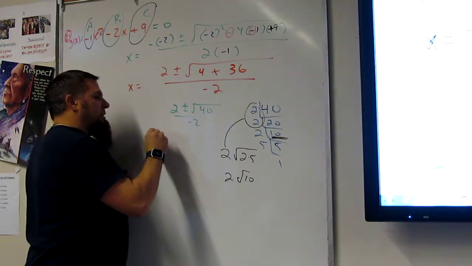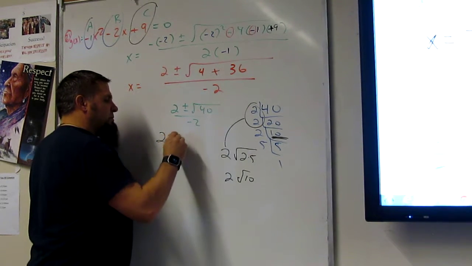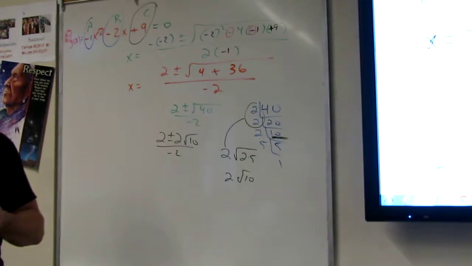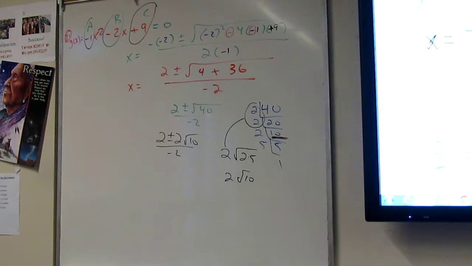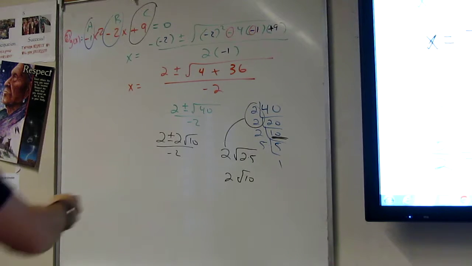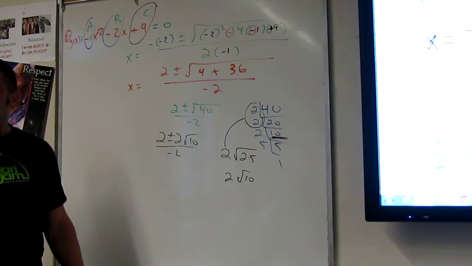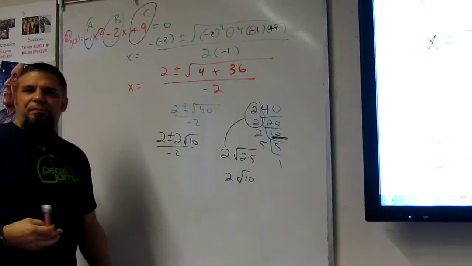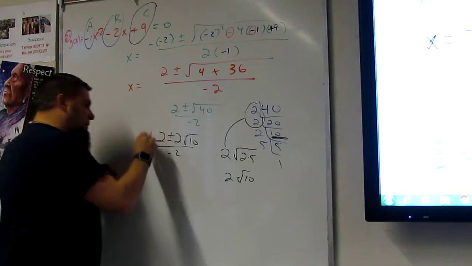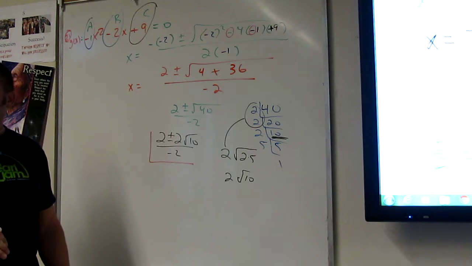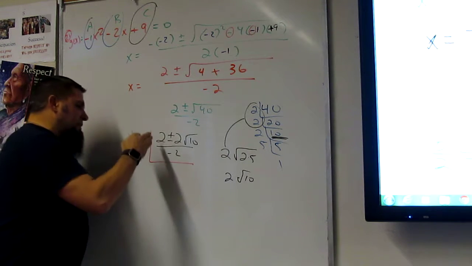So I'm coming over here and I got 2 plus or minus 2 square roots of 10 all over negative 2. Now here's the thing. I have a negative in the bottom. Okay? I need to figure out how I'm going to get rid of the negative in the bottom because I don't like negatives in the bottom. We want to bring that negative to the top. The other thing I want to do is get rid of the 2's. Right? So what goes into 2, 2, and 2?